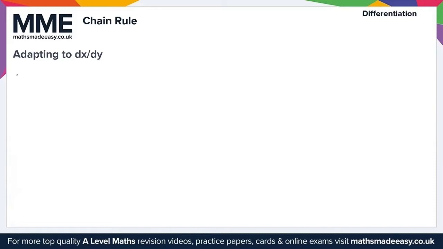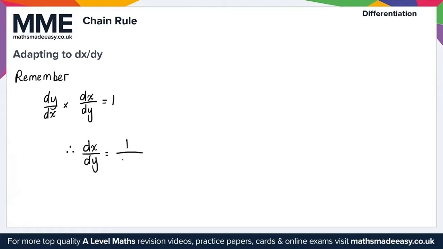So the main idea here is to remember that dy by dx times dx by dy simply gives us 1. Okay? And we can use this fact to give us dx by dy. So therefore, dx by dy is simply given as 1 over dy by dx. Okay? So that's the main thing that we're concerned about now for adapting to dx by dy.